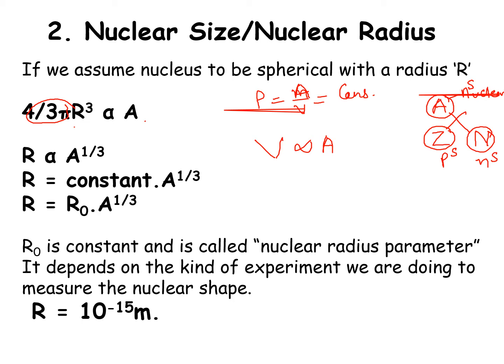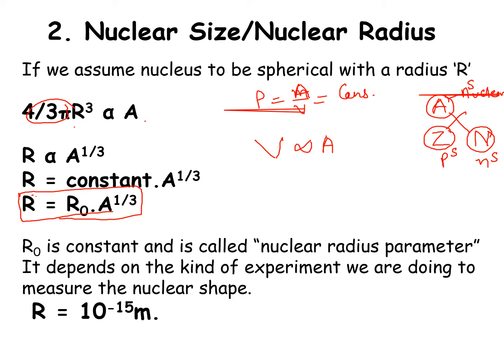So r is directly proportional to A to the power 1/3. And r is equal to some constant times A to the power 1/3, and this constant is taken to be r₀, so r = r₀A^(1/3). This is the important relation to calculate the radius of the nucleus.